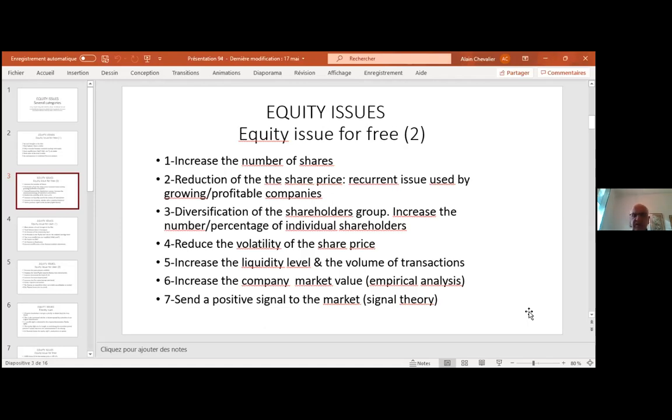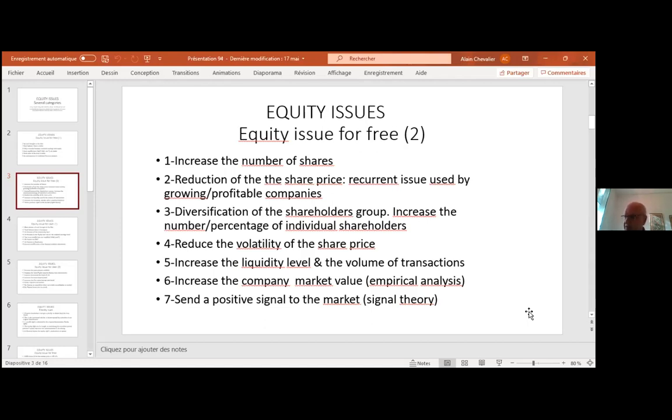So all these decisions on liquidity, volatility, number of shares, issue of new shares, issue of bonds, and convertible bonds, they are signals and they have an impact on the behavior of the buyers and sellers, the shareholders, let's say, and consequences also on the market value. So this is the basic idea.